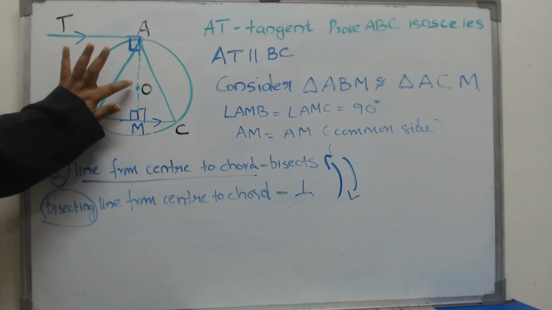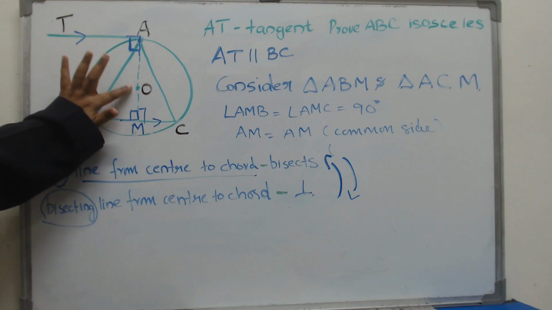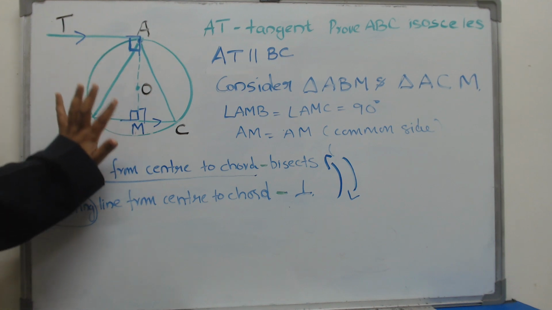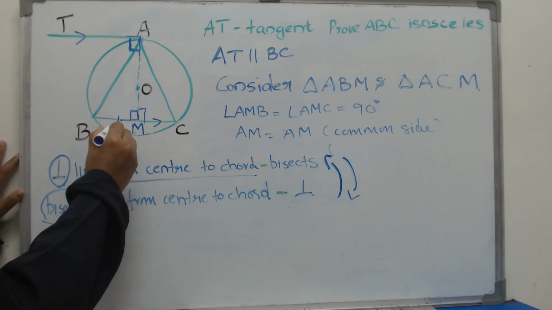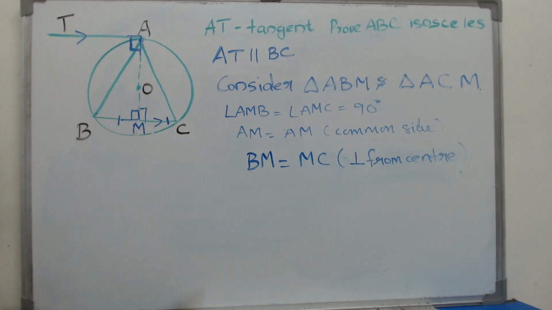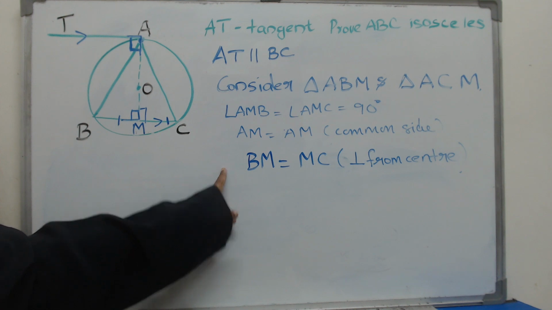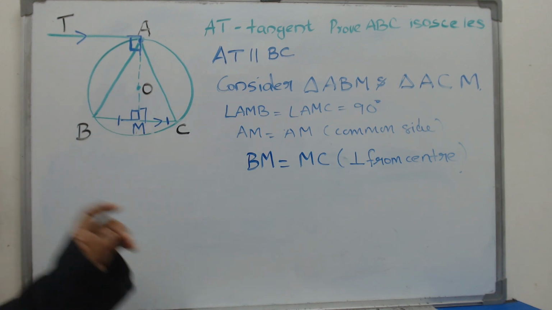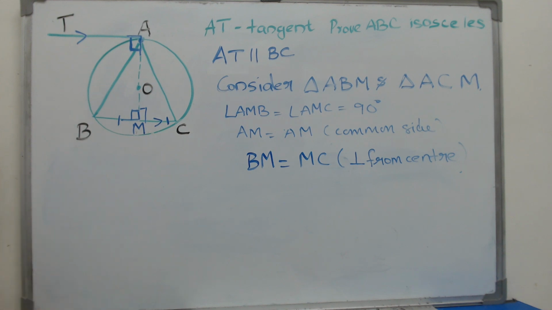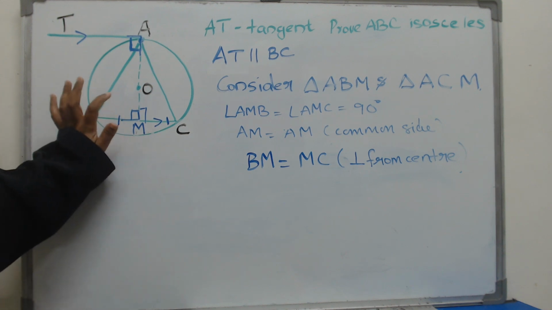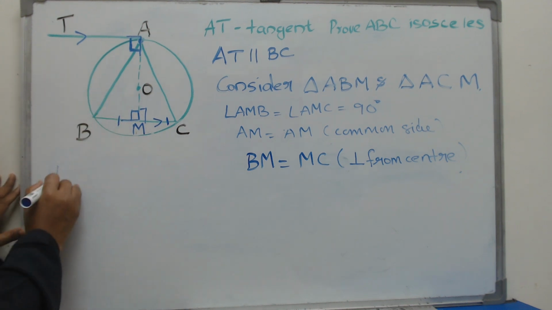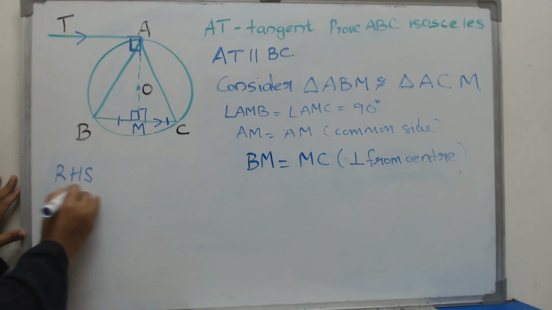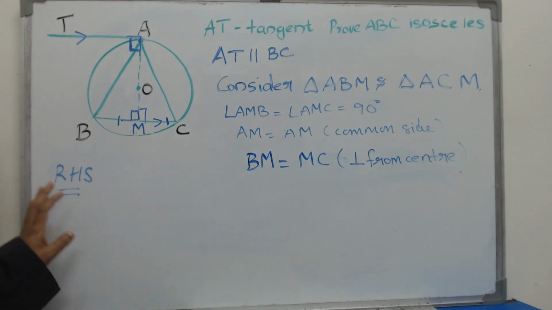What do we have here? We have a line from the center to the chord which is perpendicular, which means it will also bisect. Now three conditions are satisfied, one angle and two sides we have. But tell me which congruency is going to help us. Usually whenever the children see the right angle, they just jump to the conclusion that it is going to be RHS. Is it RHS? What does it mean?